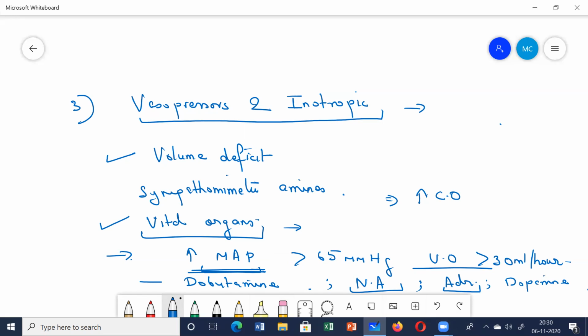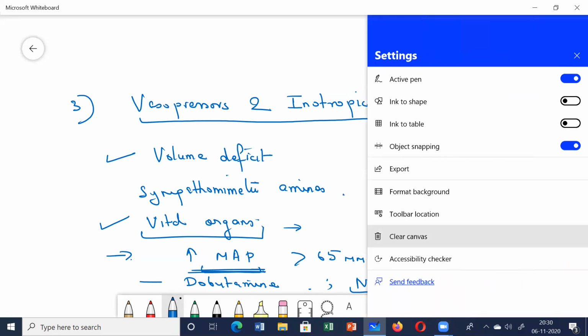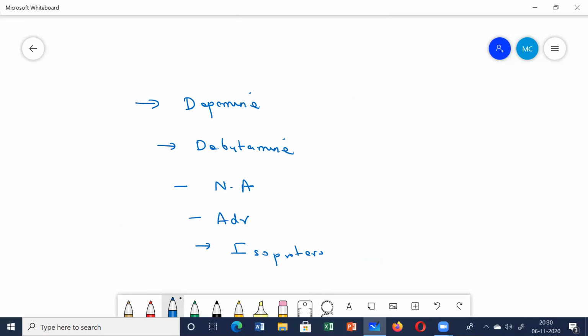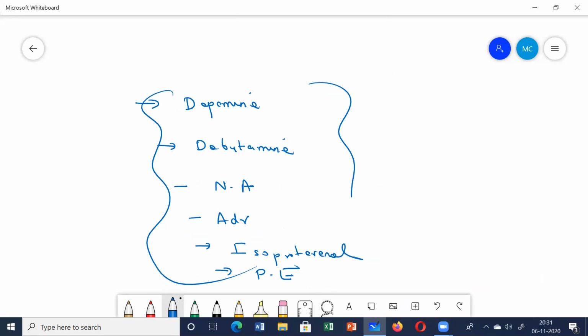Okay, so let me just give you a list of the drugs, the commonly used sympathomimetic amines, which are mainly used in these cases. That is your dopamine, dobutamine, noradrenaline, adrenaline, isoproterenol, phenylephrine. So these are the commonly used sympathomimetic amines.